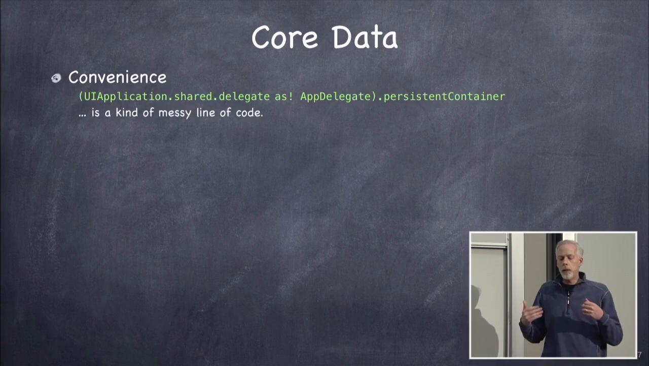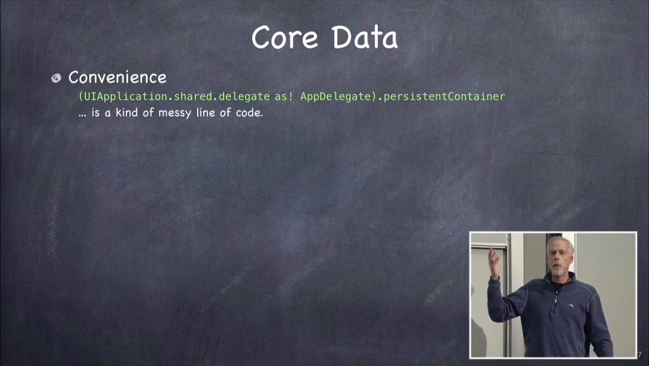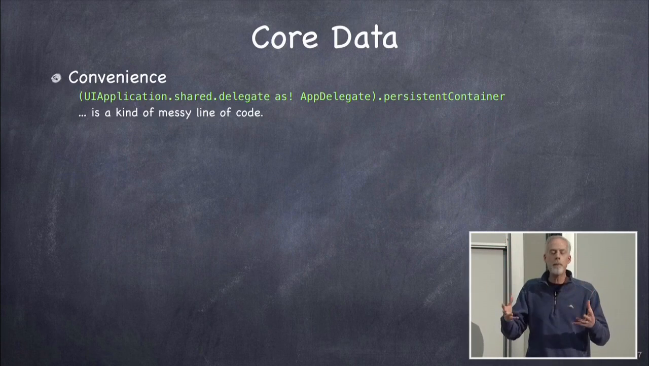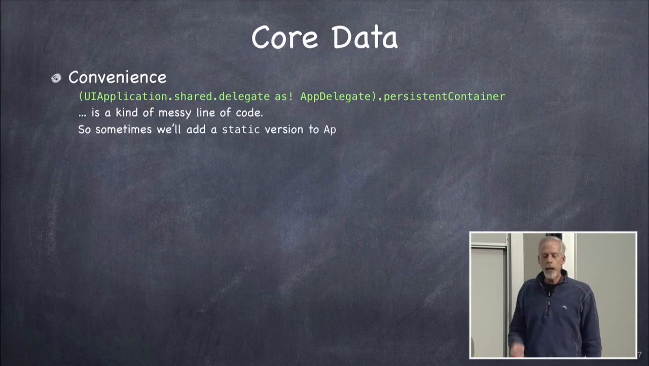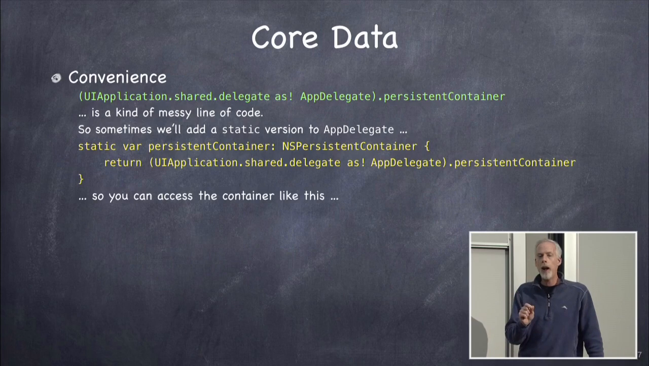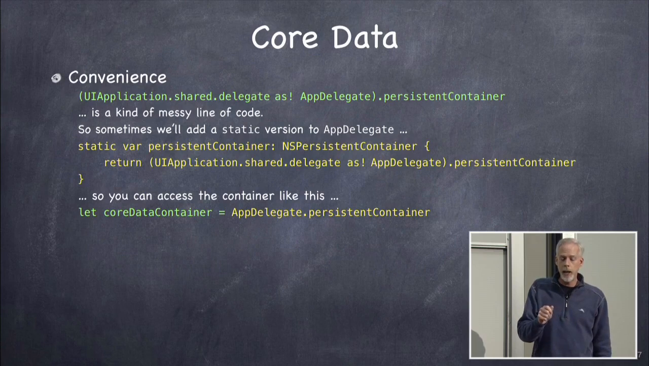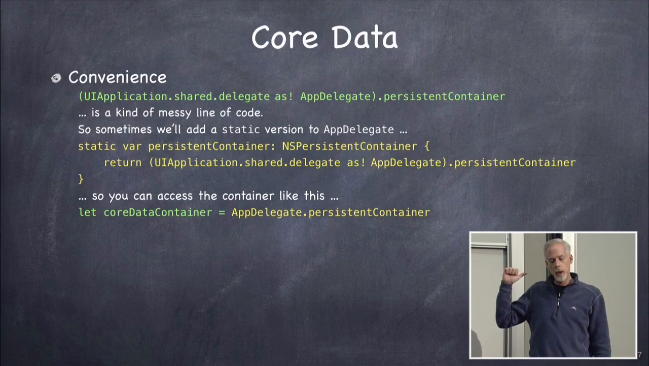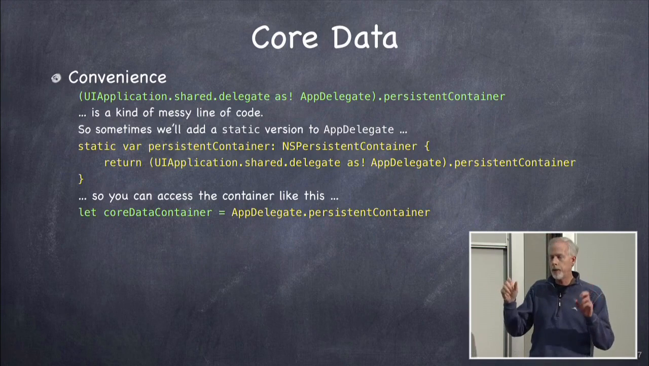Now, it's so common to be accessing this that this line of code, (UIApplication.shared.delegate as! AppDelegate).persistentContainer, is kind of a messy line of code. There's the as and all these things in there. So a lot of times we'll just create a static version of persistentContainer in our app delegate. We'll just call it the same thing, persistentContainer, but it's static, and it's just going to return that messy line of code. So now we can get that persistent container with AppDelegate.persistentContainer. See what I did there? I just made it easier to get by making it a static, a class var.